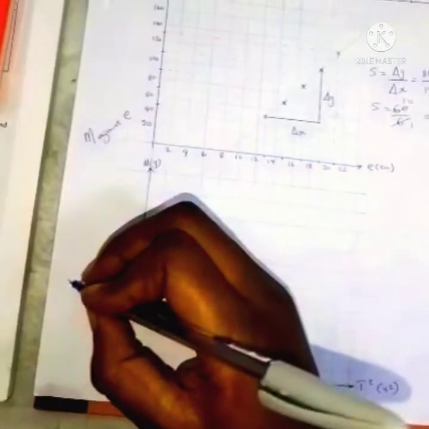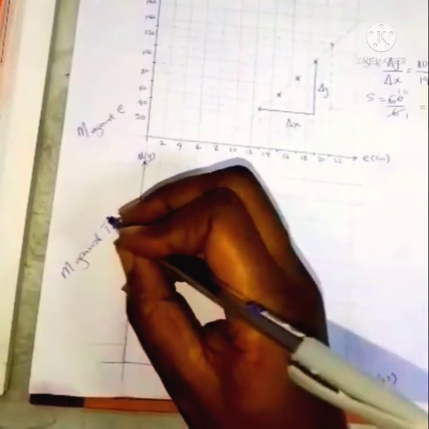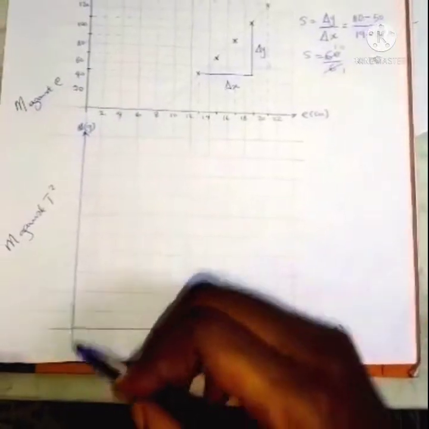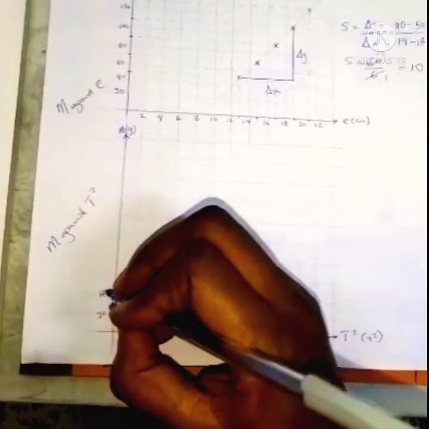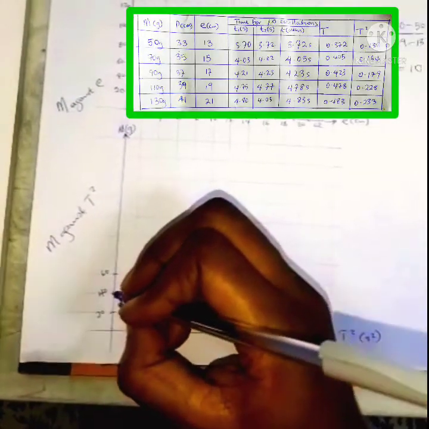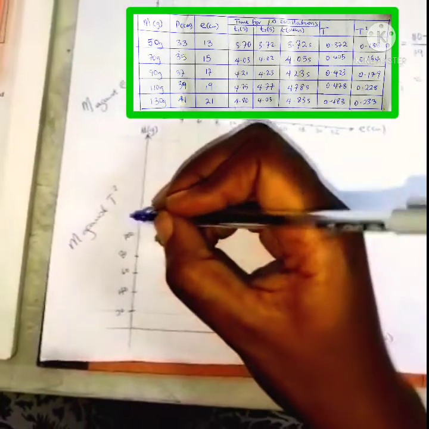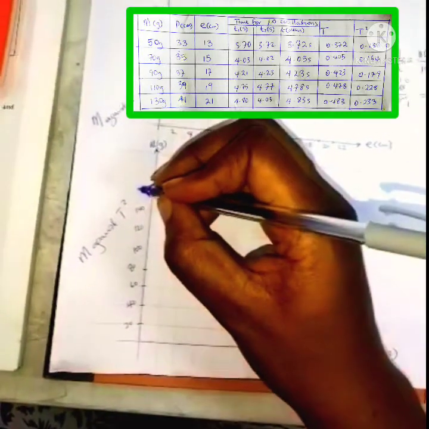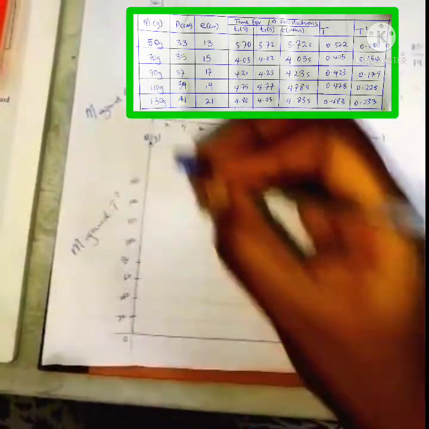The second graph is M against T square, which is the period, right? So now we'll use the same scale we used in the first graph, right? So we'll write 20, 40, 60, 80, 100, 120, 140, and 160. Okay, we have 0 here.